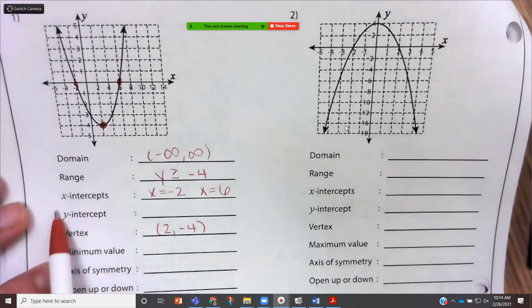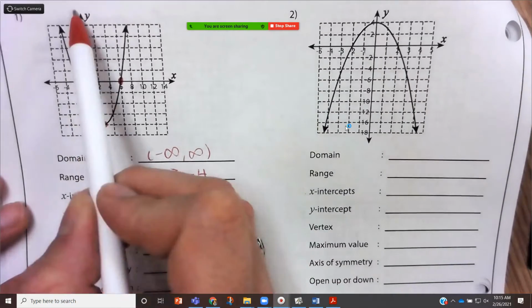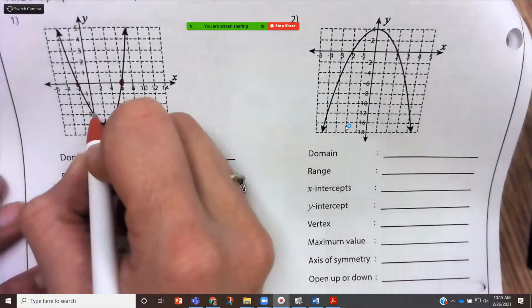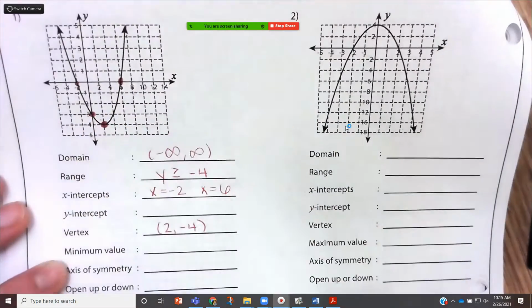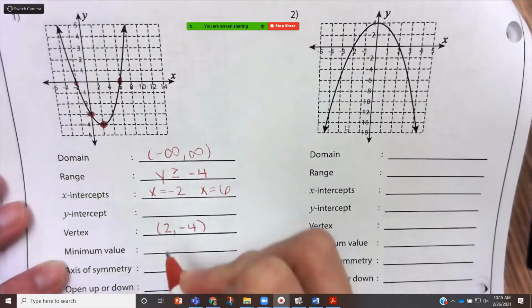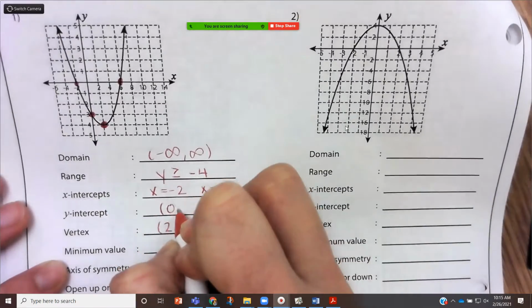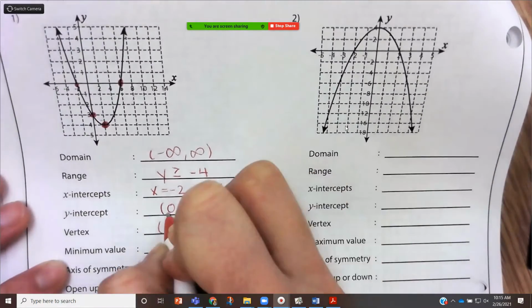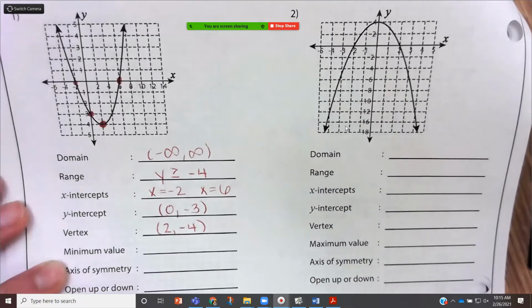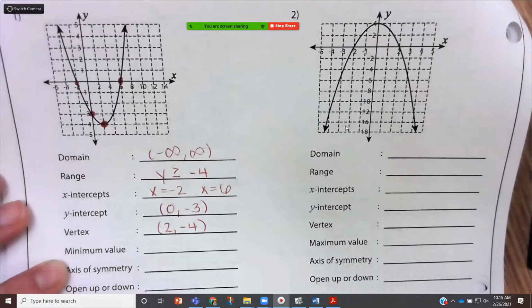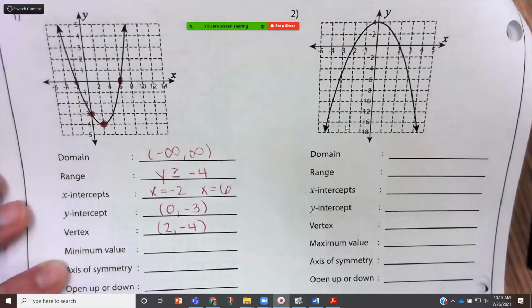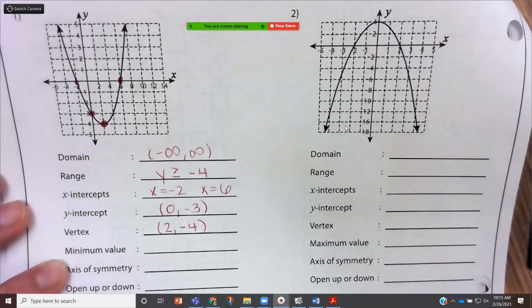The y-intercept is where it hits the y-axis. So in this case, the y-intercept is this point here. So that's at -3. The y-intercept occurs when x is 0. So you could write it as 0, -3. You could also just say -3.